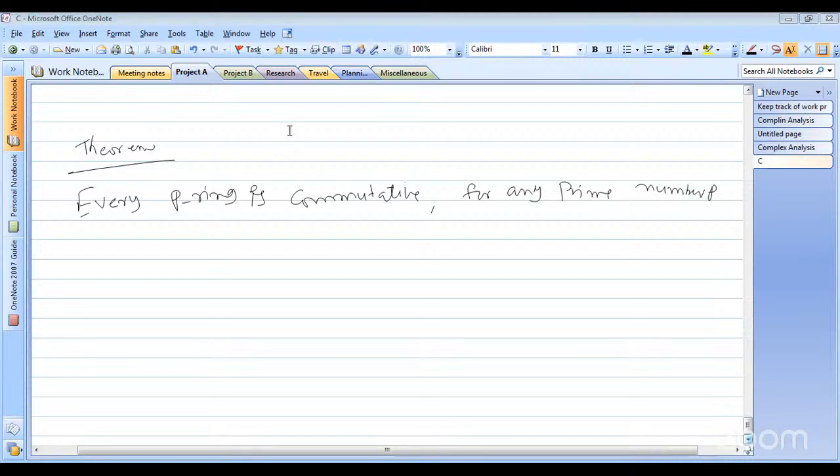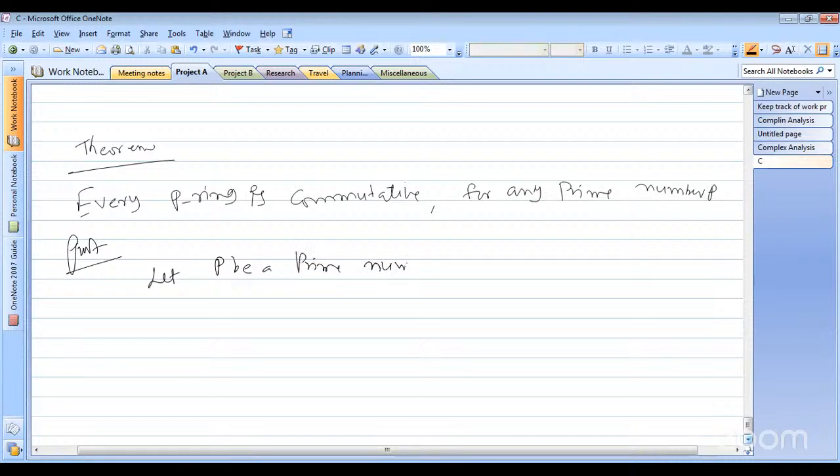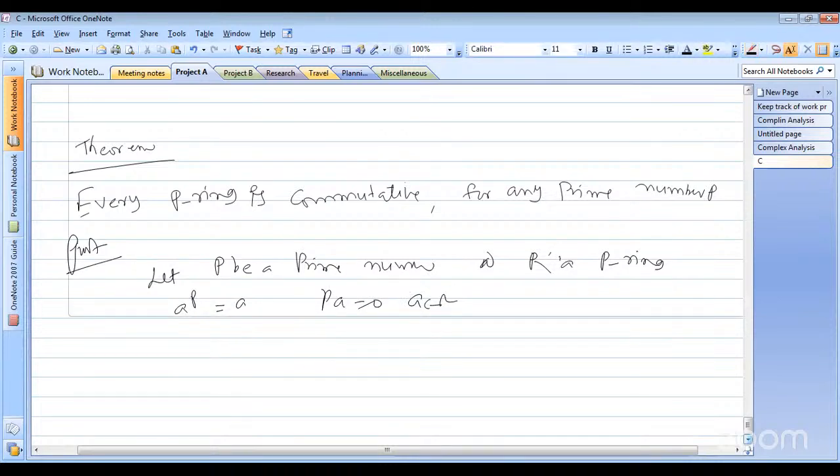Every p-ring is commutative for any prime number p. So therefore, the proof we have to take here. Let p be a prime number and R a p-ring. Then a to the power p is equal to a, that is, we are writing pa is equal to 0, for all a belongs to R. For any b belongs to R, consider here (a plus b).